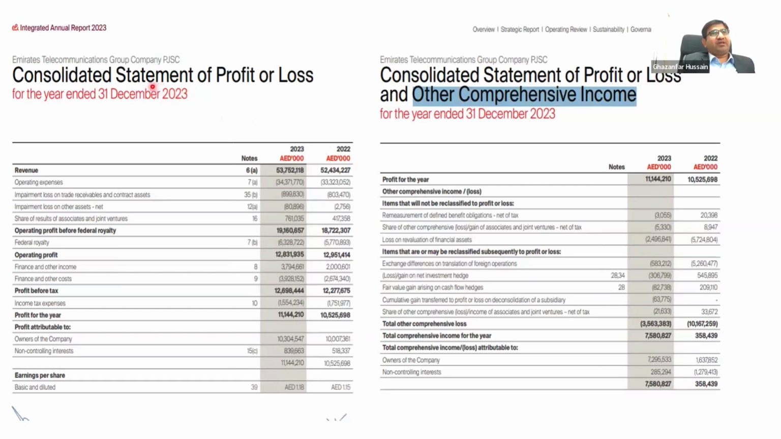Normally we are familiar with the statement of profit and loss. In the statement of profit and loss, normally the profit before tax is what we take for the calculation of the corporate tax, to calculate the taxable income.